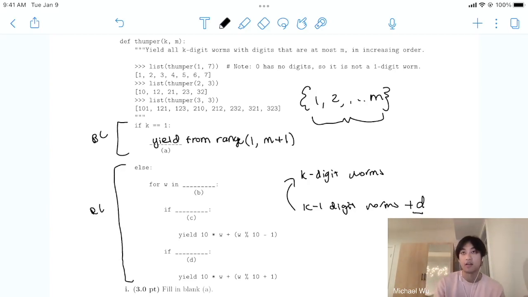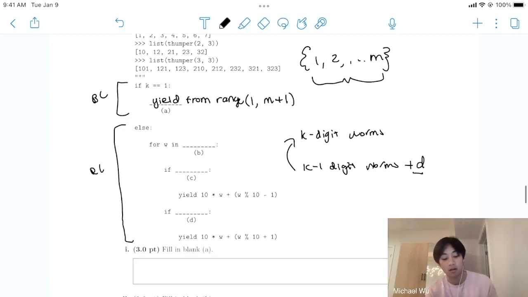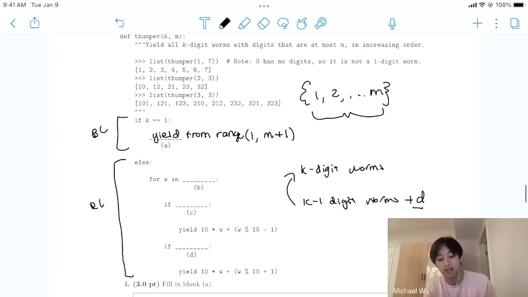So conveniently, we can assume that we have a way to get all of the k minus 1-digit worms, because that's essentially our recursive leap of faith, right? So if we had some way to get all of the k minus 1-digit worms, which we do, we can call Thumper on k minus 1 and m. Then we're just going to have to yield all of the k-digit worms by essentially tweaking these worms.